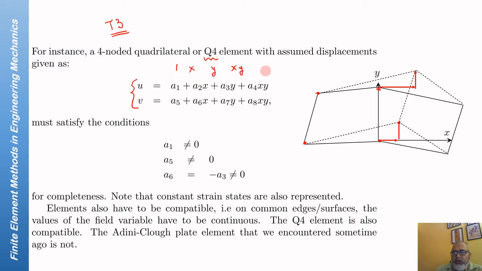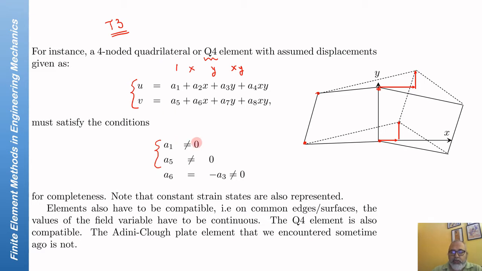So when you look at this, your approximation to u and v must be such that a1 is not equal to 0, a5 is not equal to 0. If they are 0, then rigid body translations are not represented. So these two conditions must be fulfilled.